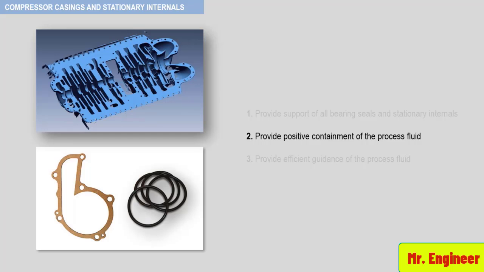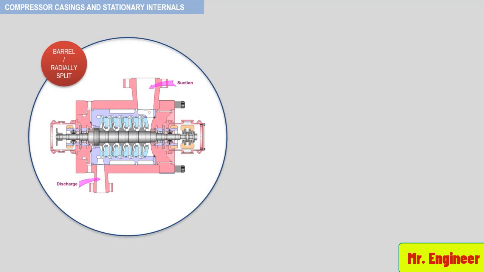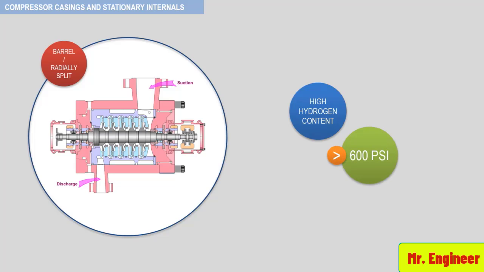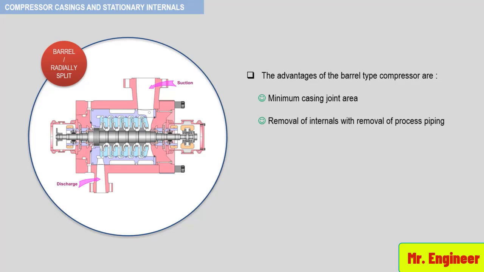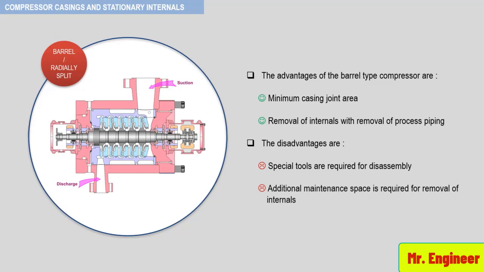Now, barrel or radially split casings, as seen here, are used for gases with high hydrogen content or for pressures above 600 psi. The advantages of the barrel-type compressor are minimum casing joint area and removal of internals without removal of process piping. The disadvantages for this type of compressor casing are that special tools are required for the disassembly, and additional maintenance space is required for removal of internals. So, if you have a two-case application using barrel-type compressors, I strongly advise you to design the driver with double shaft extensions to facilitate the task for the maintenance team.